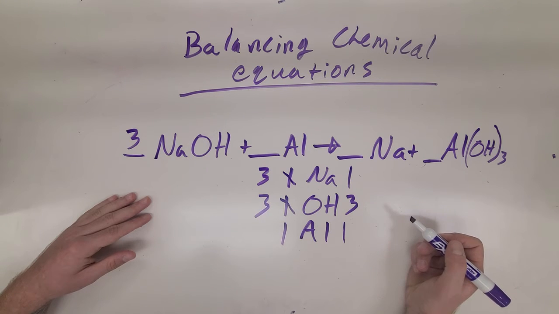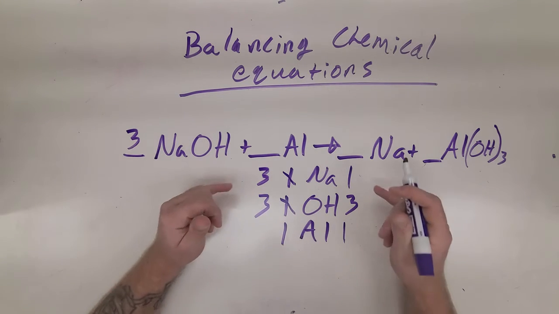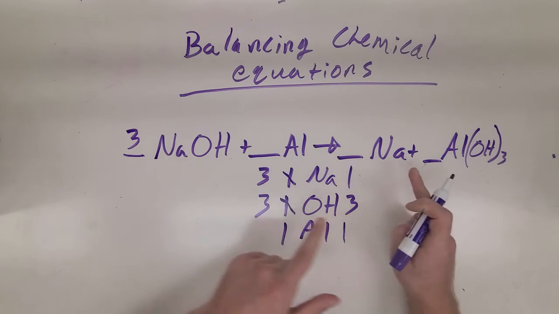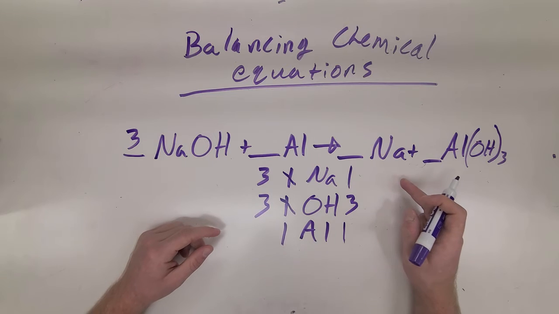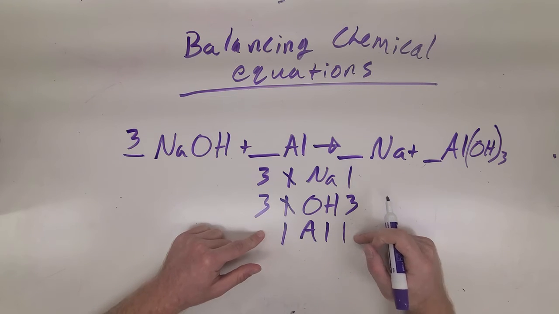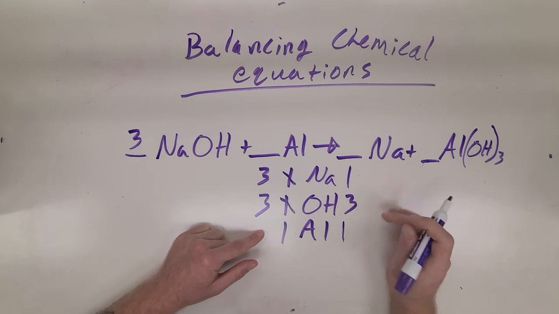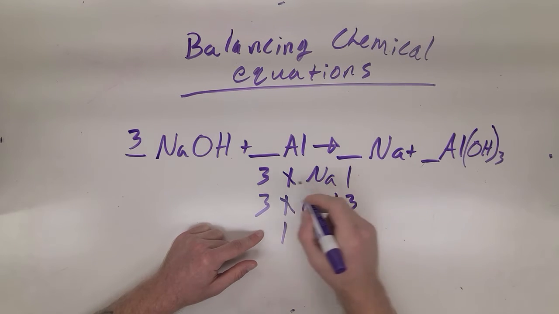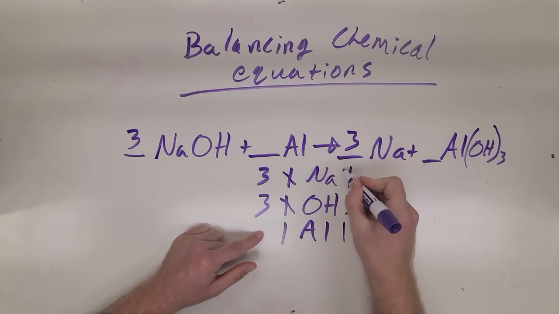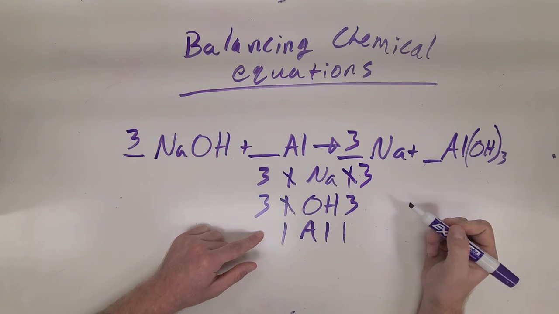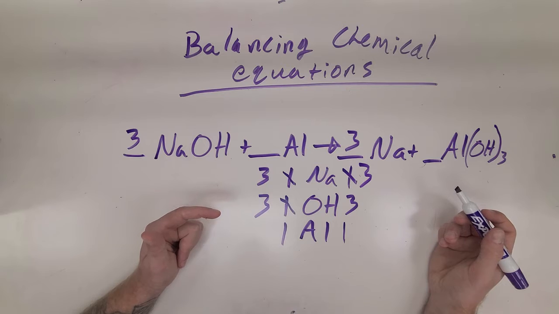And then that's it on that. We just got to reassess. We now have too many sodium on this side compared to over here. Hydroxide is good and aluminum is good, so all we need to fix is sodium, and that works out because the sodium is as a single element over here. So let's go ahead and do that. To get the right number of sodium, we just add a 3. Fix that. And then we're good. That's balanced.